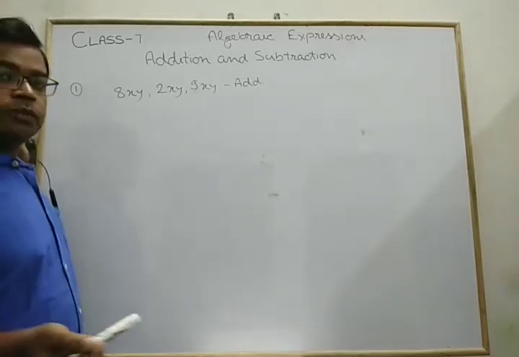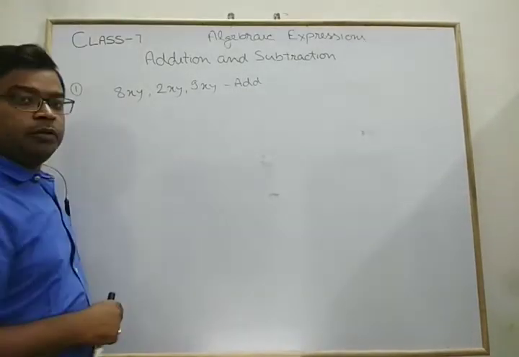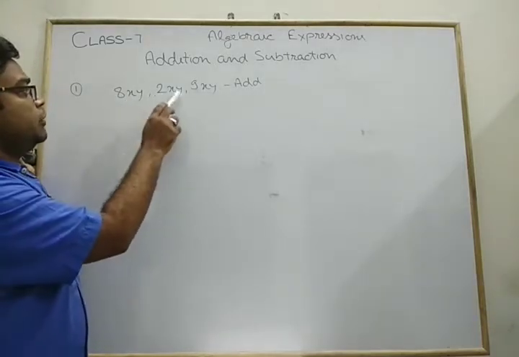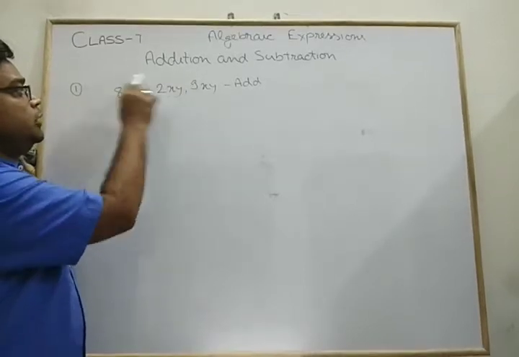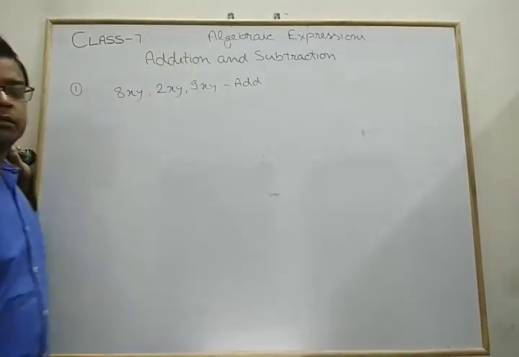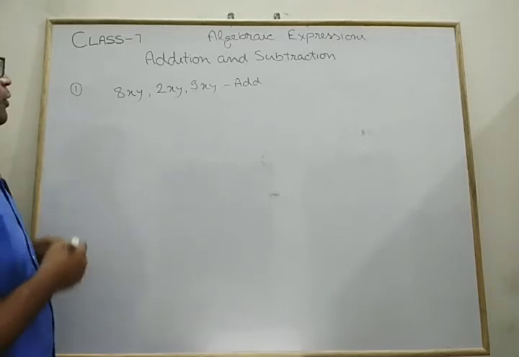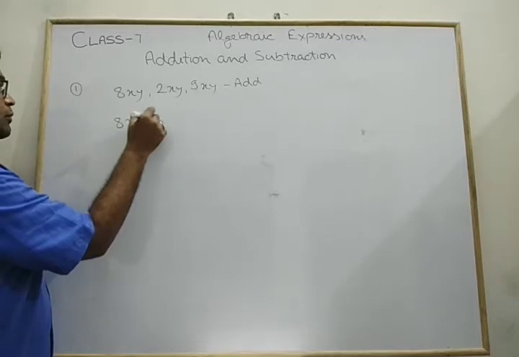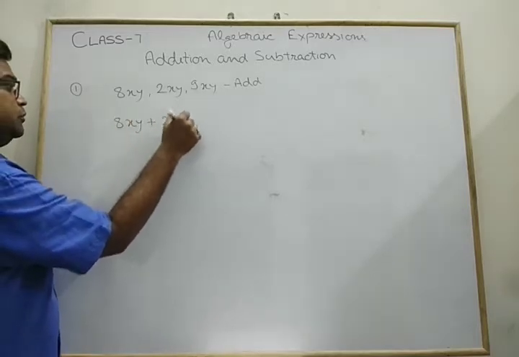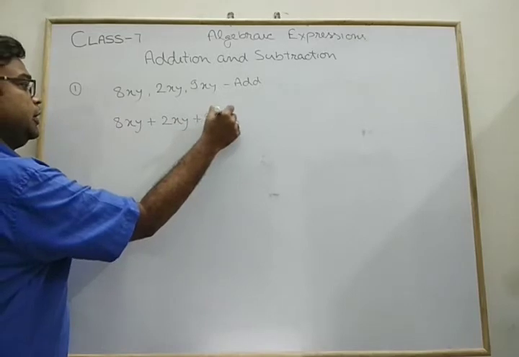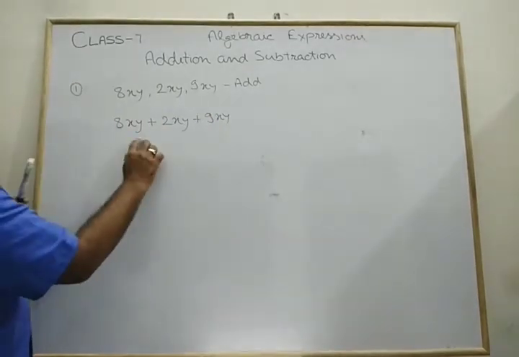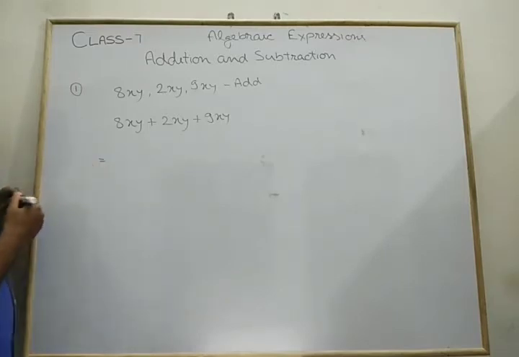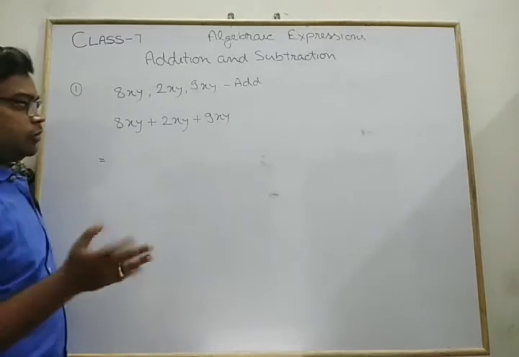Our first work is to check all the given terms, whether they are like terms or unlike terms. When we observe that the variable part of each term, or each monomial, is the same, they are like terms, and then we can start to write. For addition, we write 8xy plus 2xy plus 9xy. In this, all are like terms, so we need not discuss the variables because all are alike.